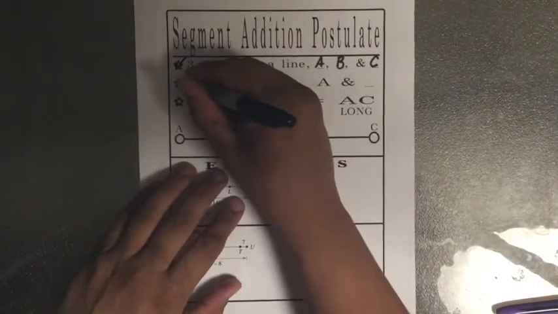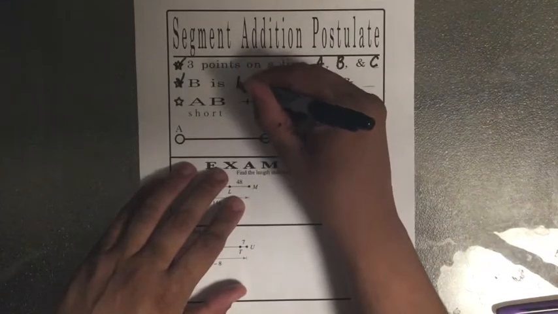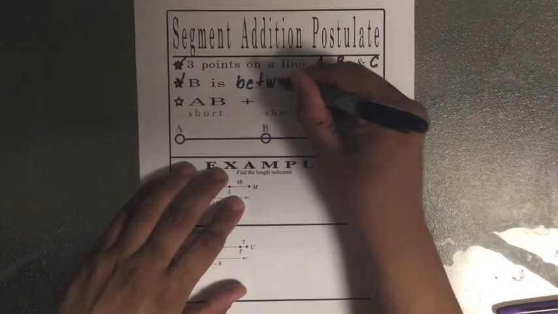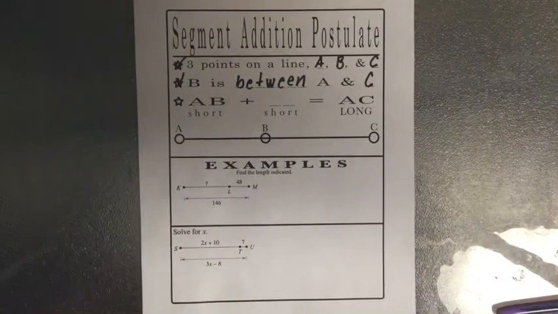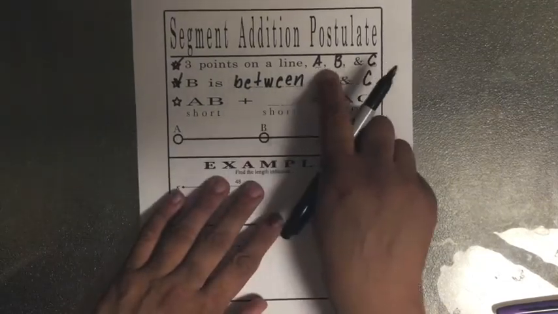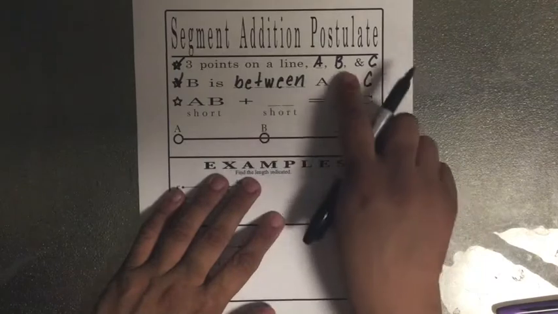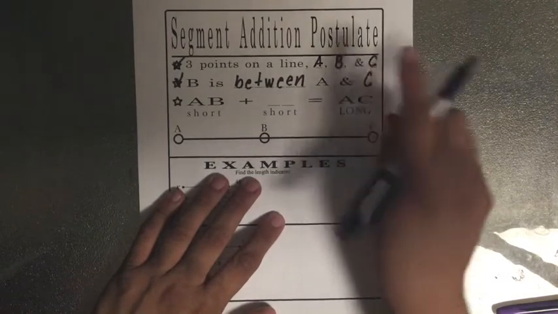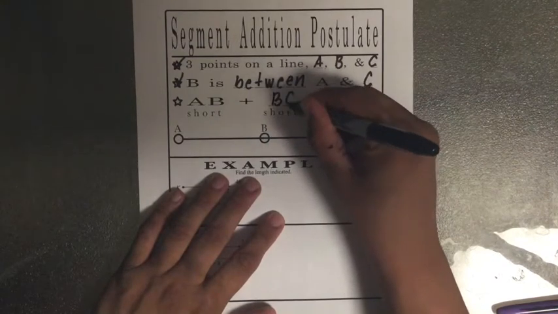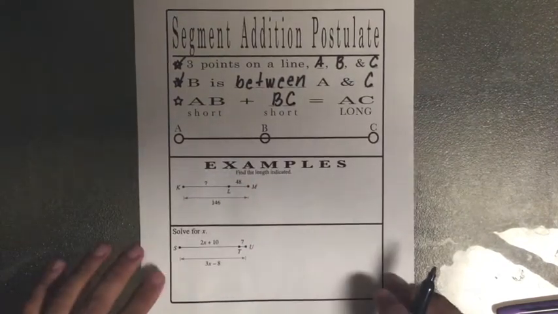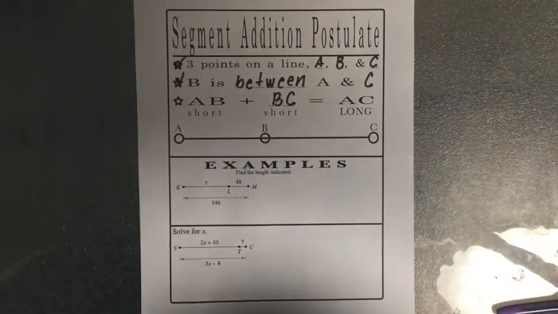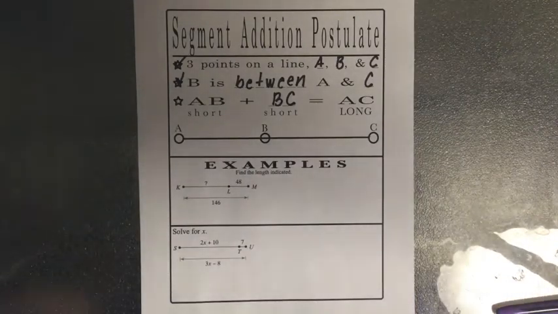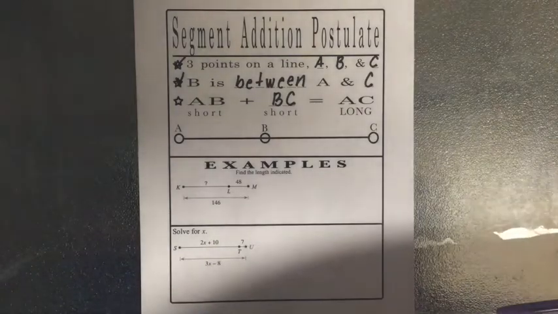Just like in the alphabet, B is between A and C, right? B is between A and C. So that means the first short segment is A to B. What is the second short segment? A to B is short. B to C is the second short. If you put both of those together, you get the long segment AC, right? It's like combining two small sticks and getting a long stick, right?